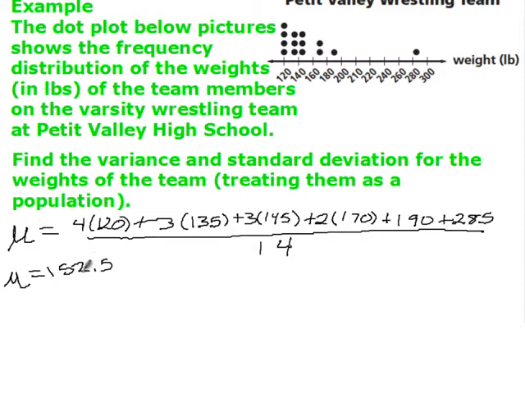So now what we have to do is figure out how far each point is from this mean. So we're going to do 120 minus 152.5. We're going to do 135 minus 152.5.